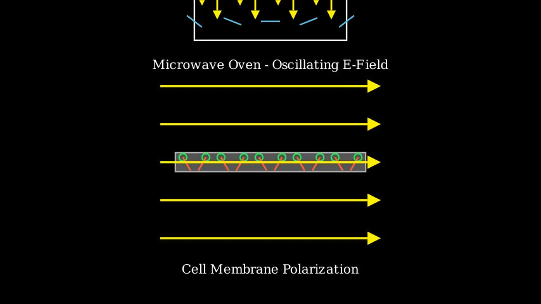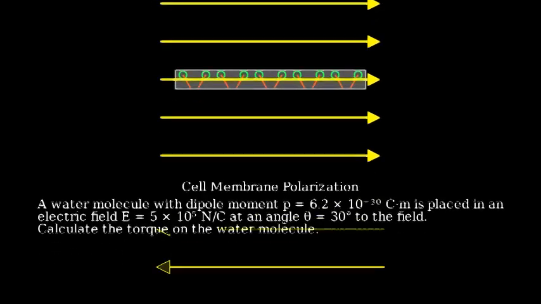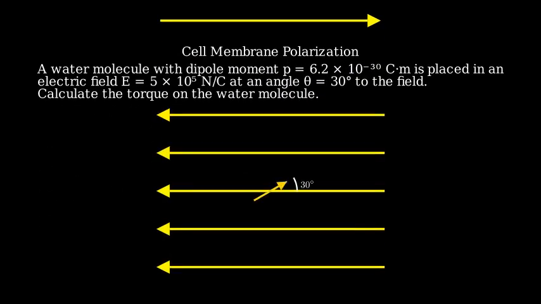Let's solve a numerical example to solidify our understanding. Consider a water molecule with a dipole moment of 6.2 times 10 to the minus 30 coulomb meters. It's placed in a uniform electric field of 5 times 10 to the 5th newtons per coulomb at an angle of 30 degrees to the field. Let's calculate the torque on this water molecule.